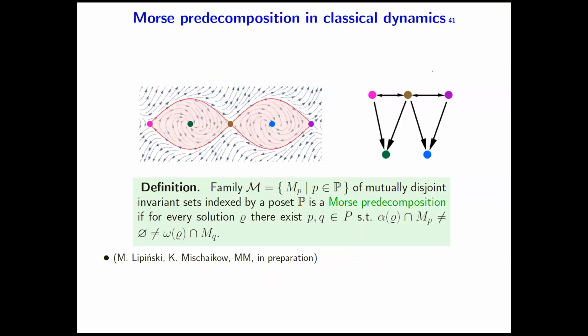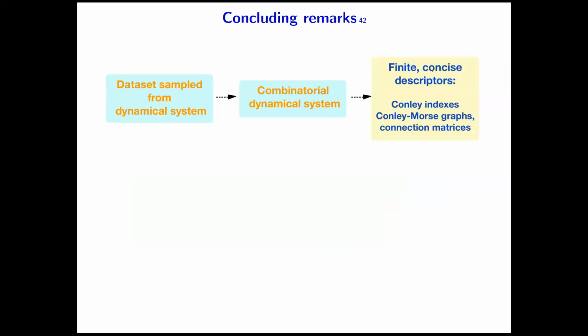Okay, and maybe I will no longer speak about more Morse decompositions, but just concluding remarks. You take a data sample from the dynamical system, you construct a combinatorial dynamical system, and out of that you get these finite concise descriptors: Conley indices, Conley-Morse graphs, connection matrices, which I have no chance to touch here, but it's also possible to do this in another setting. And out of it you can get this.